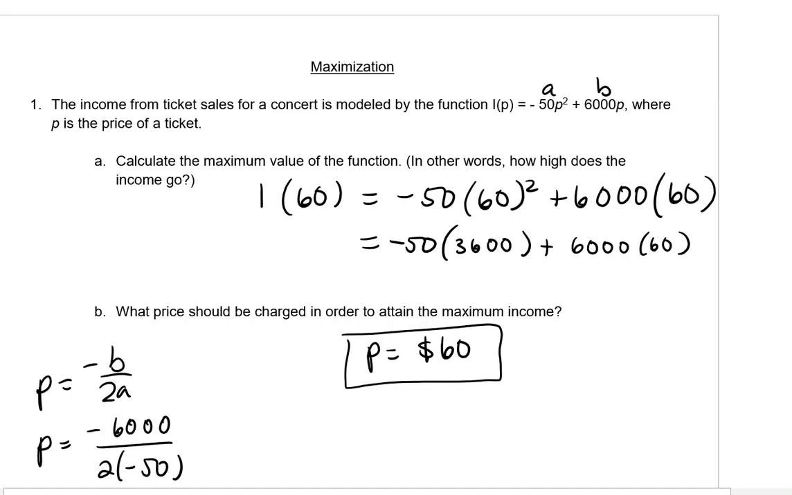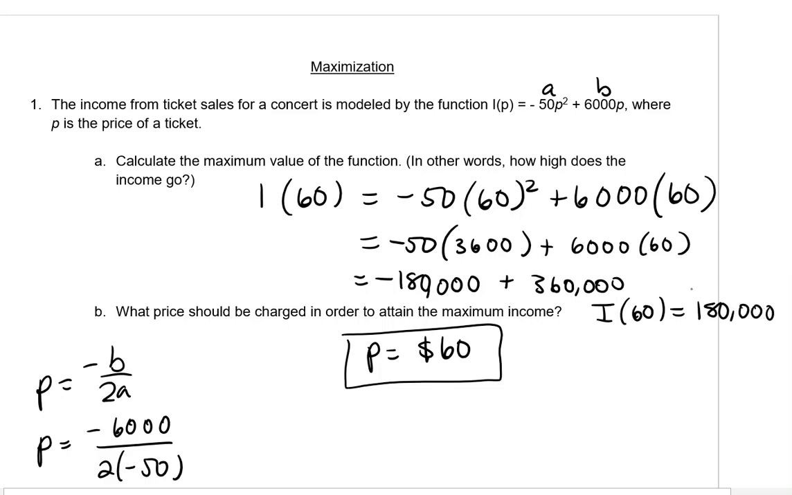100 times 50. Oh, it's 160,000. And so I of 60 is going to be 180,000. So the maximum income that they're going to get is when you sell a ticket for $60, the income's going to be $180,000.